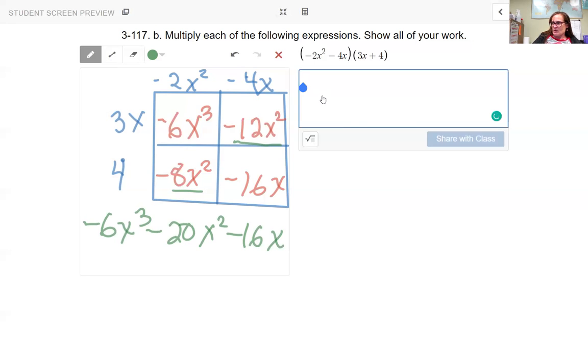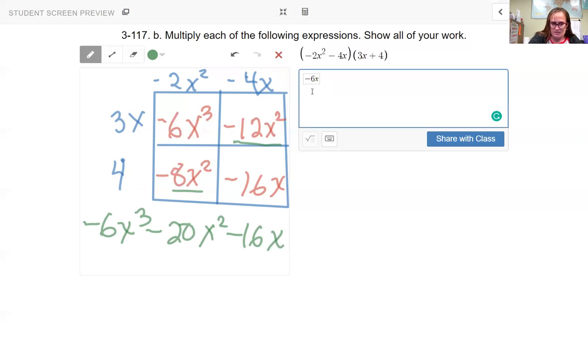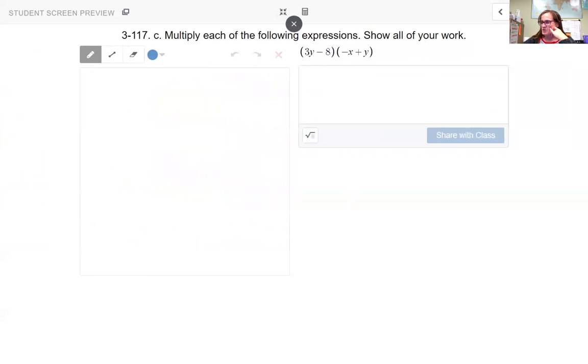All right, so that's what we type right here. Click on the little square root symbol. And now you can go negative 6x cubed minus 20x squared minus 16x. Okay. All right, now we're ready for page 20.